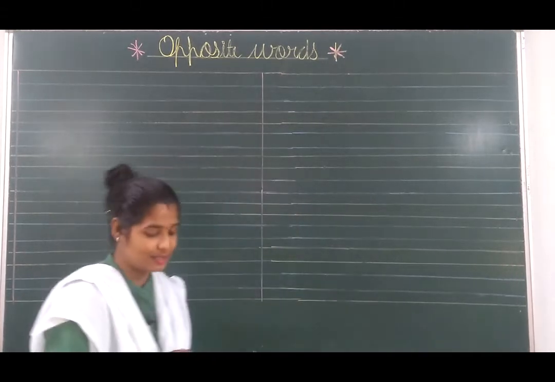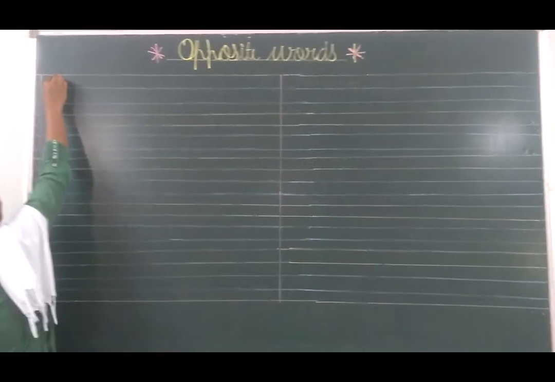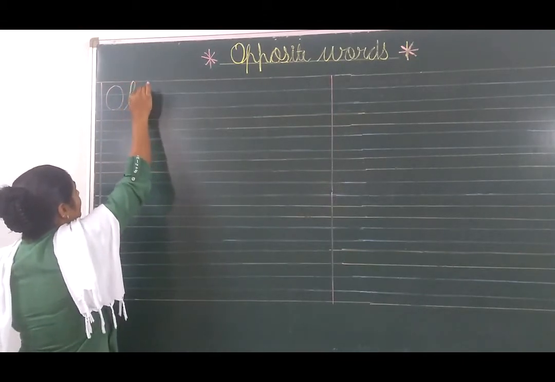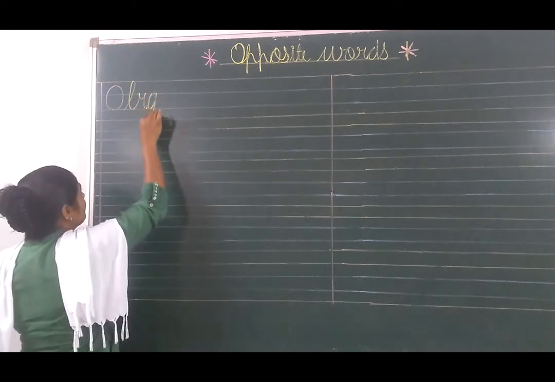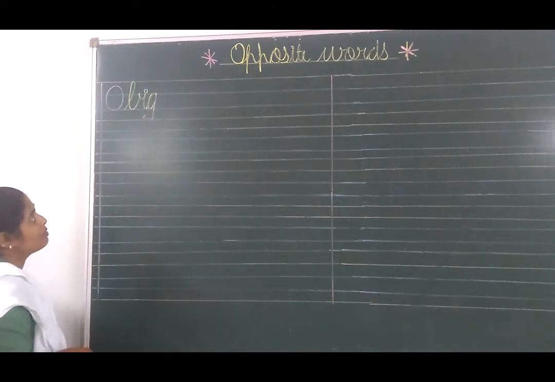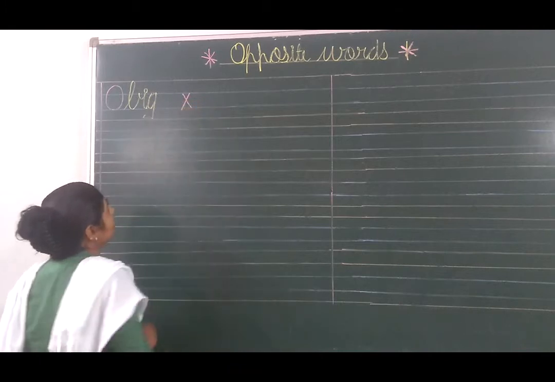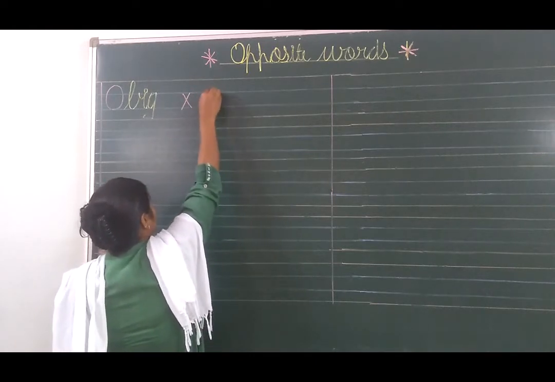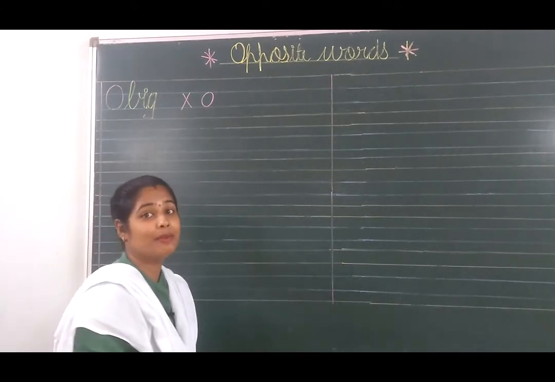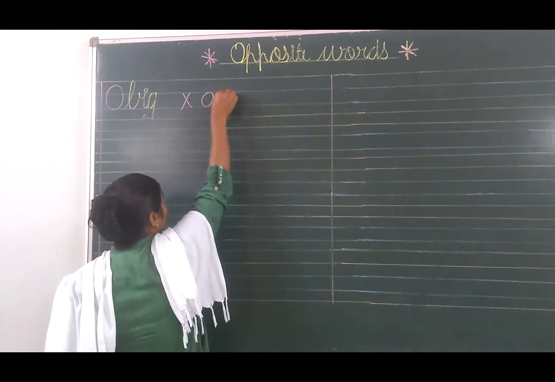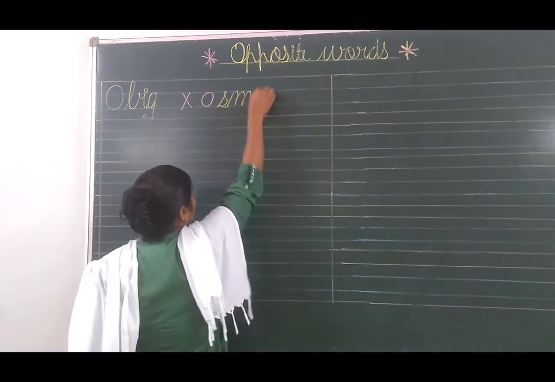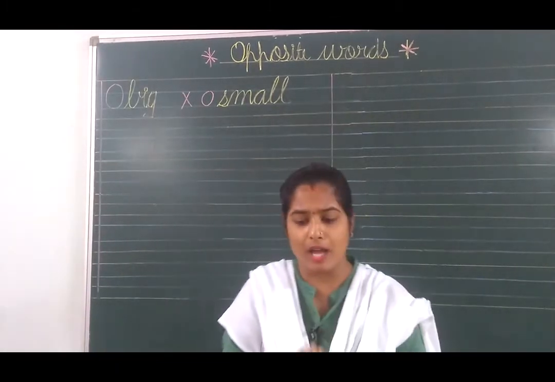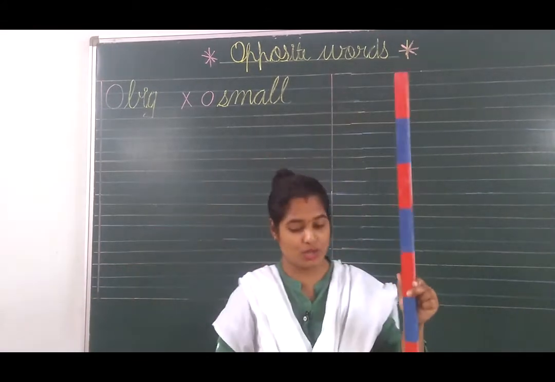Okay, here we will start. First is big. How to write big? B-I-G, big. Big opposite, small. What is the spelling of small? S-M-A-L-L, small. Big opposite, small.